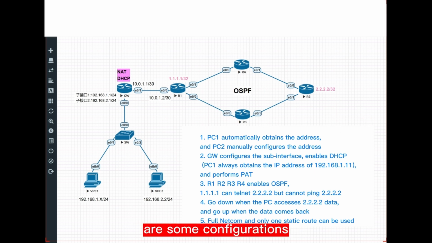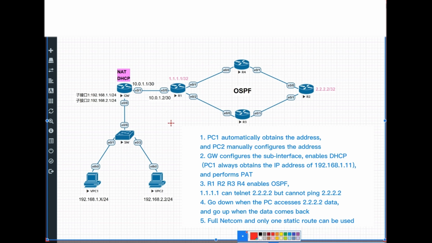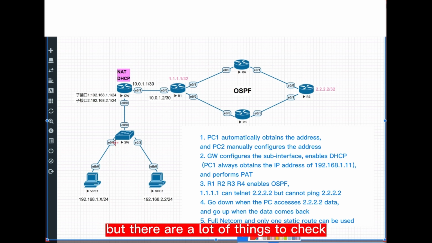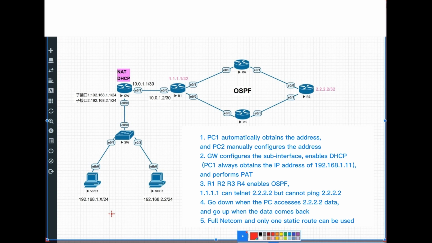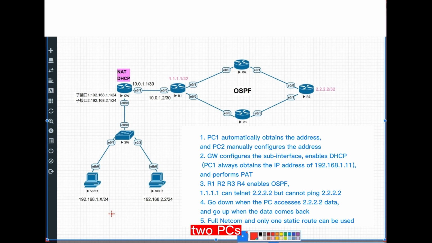In this topic are some configurations we learned throughout the NA phase. Basically all have been checked. Although there are not many devices, there are a lot of things to check. Let's take a look. First of all, there are 5 routers in the whole picture, 2 PCs, and a switch. We're going to configure it.